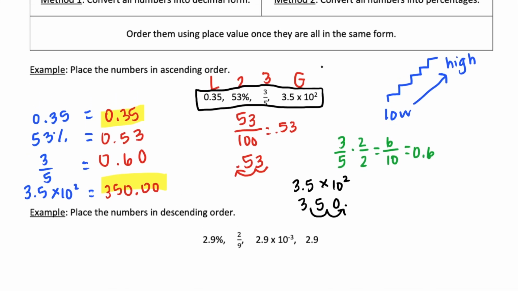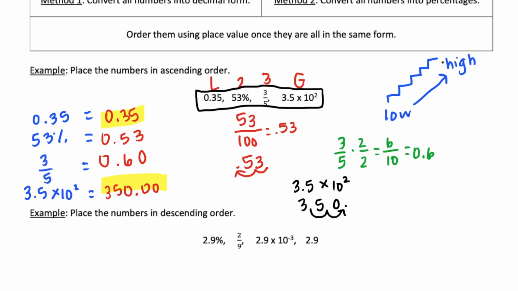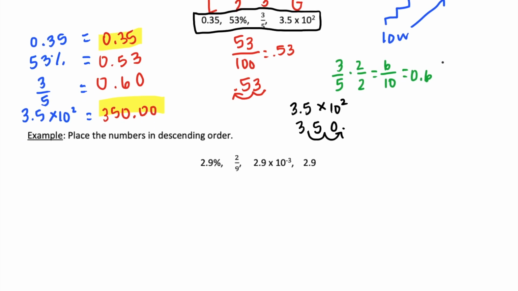So let's try another one, and we're going to use method 2 this time, where it says convert all the numbers into percentages and then order them using place value.